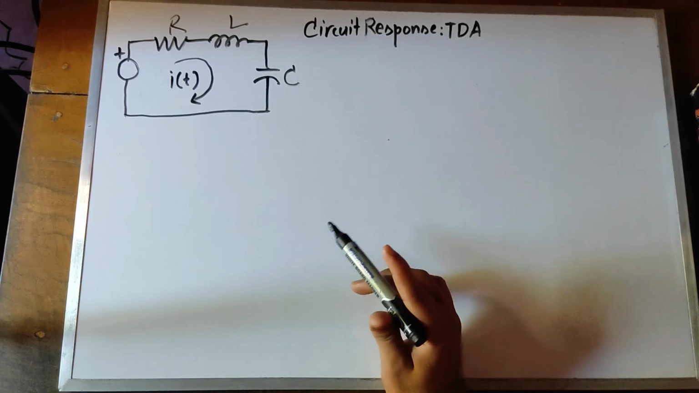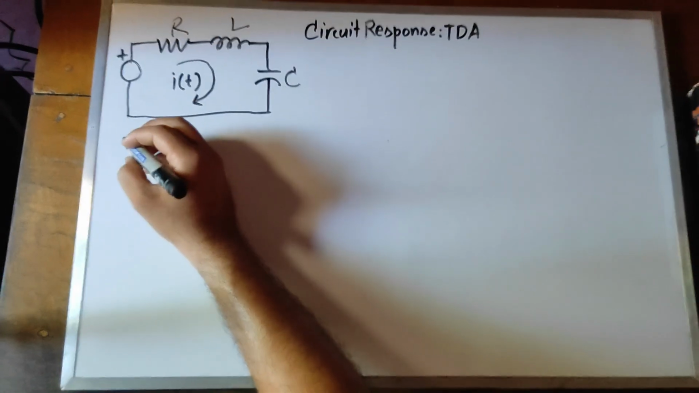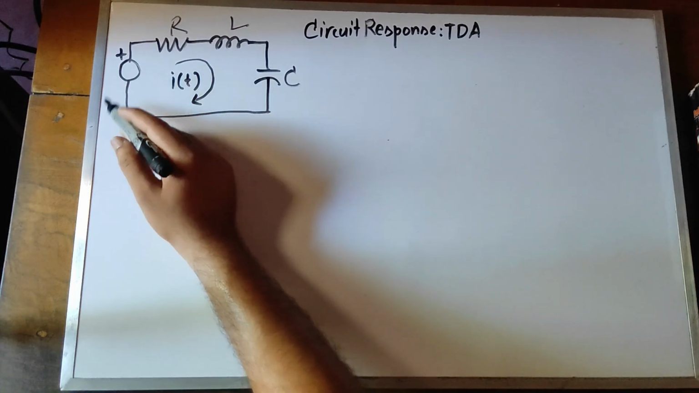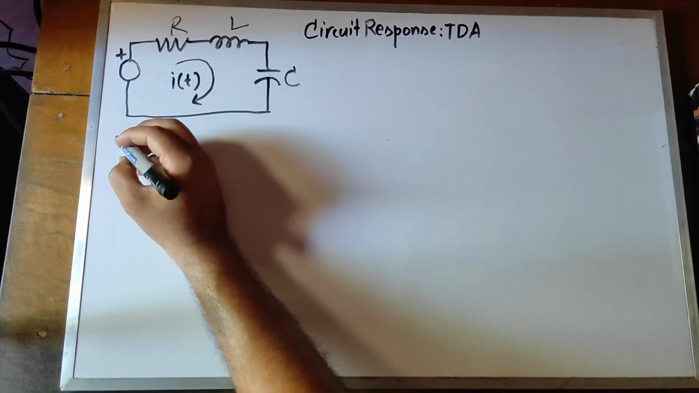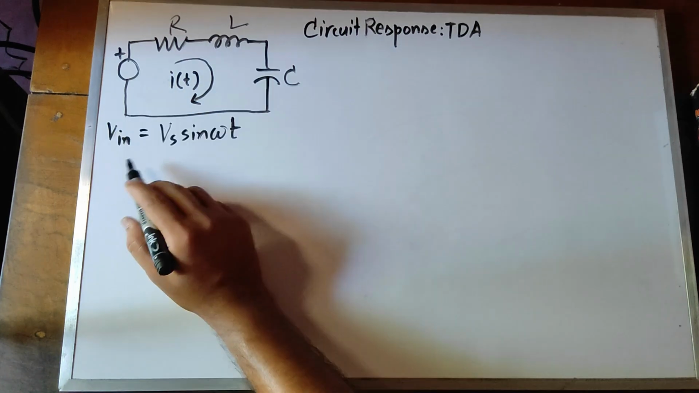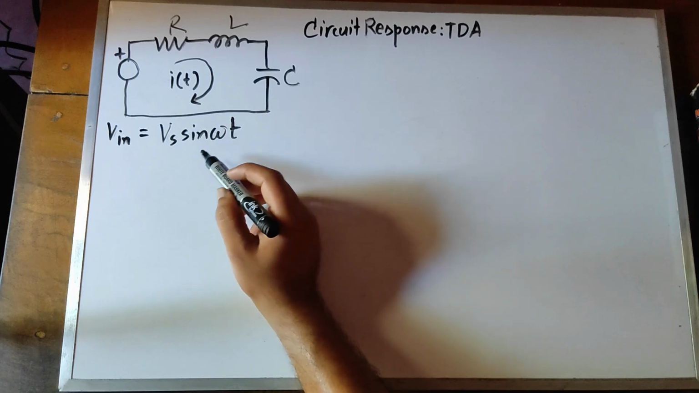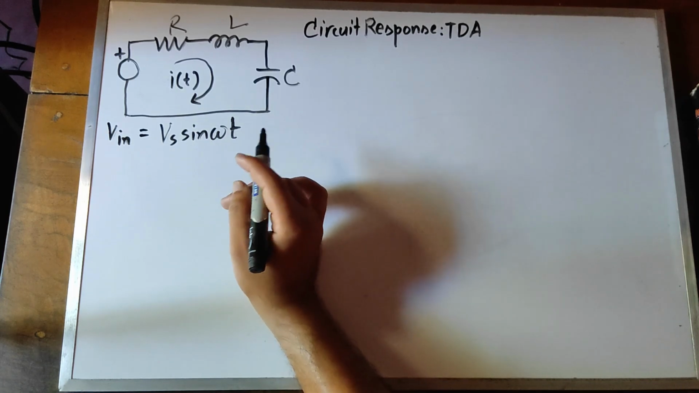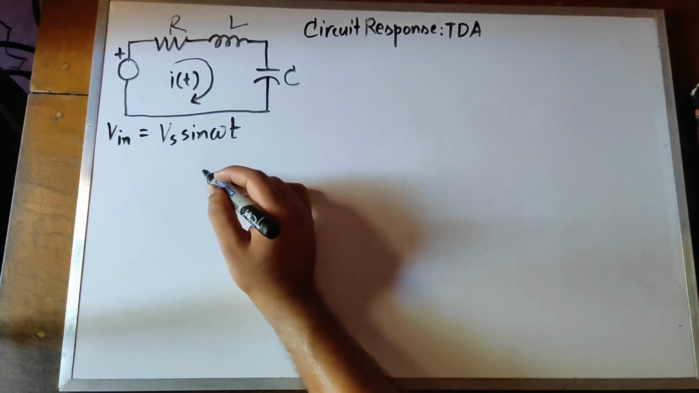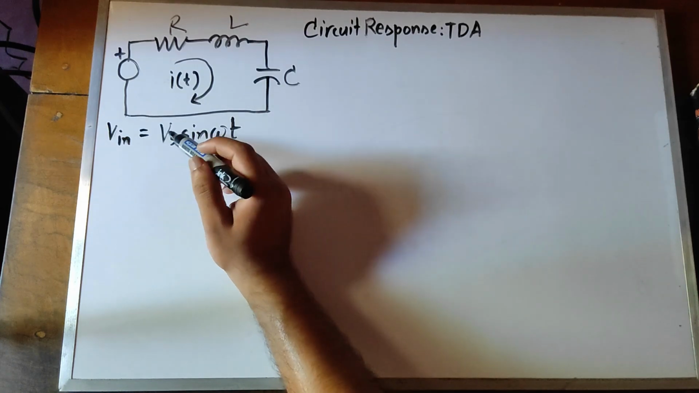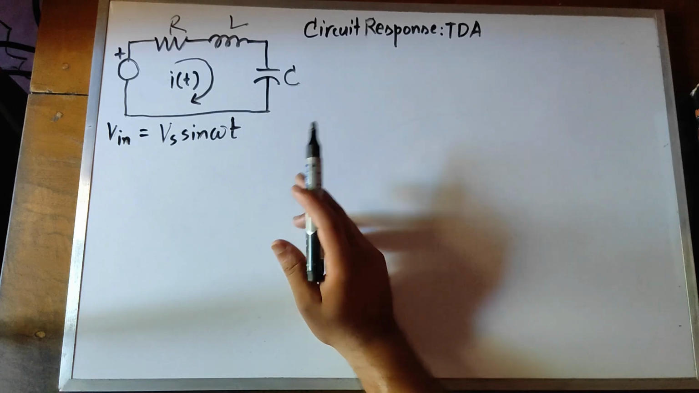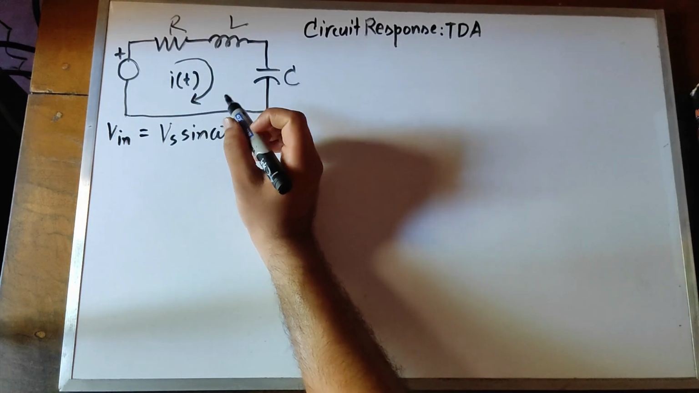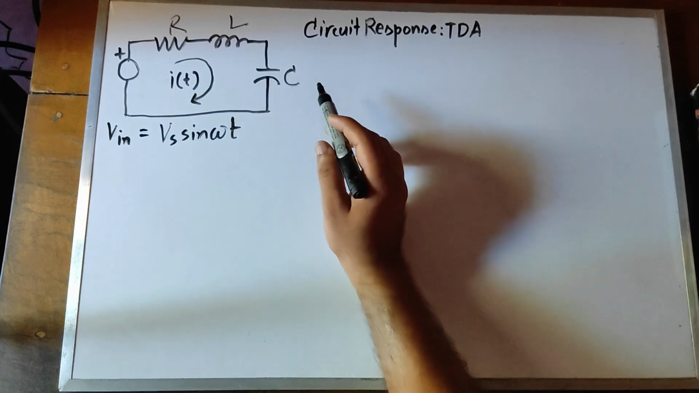So let's get started. Because the input excitation is sinusoidal, let's say the input is Vs sin omega t. This is the excitation, the voltage input, for which the response should be current.